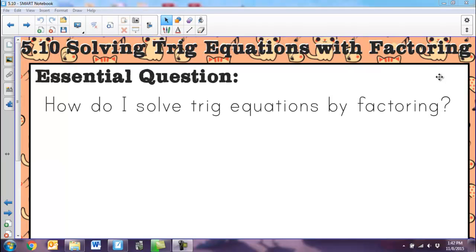Hello there. So today we are going to continue solving trig equations, and we're going to start looking at factoring. So today your essential question is, how do I solve trig equations by factoring?